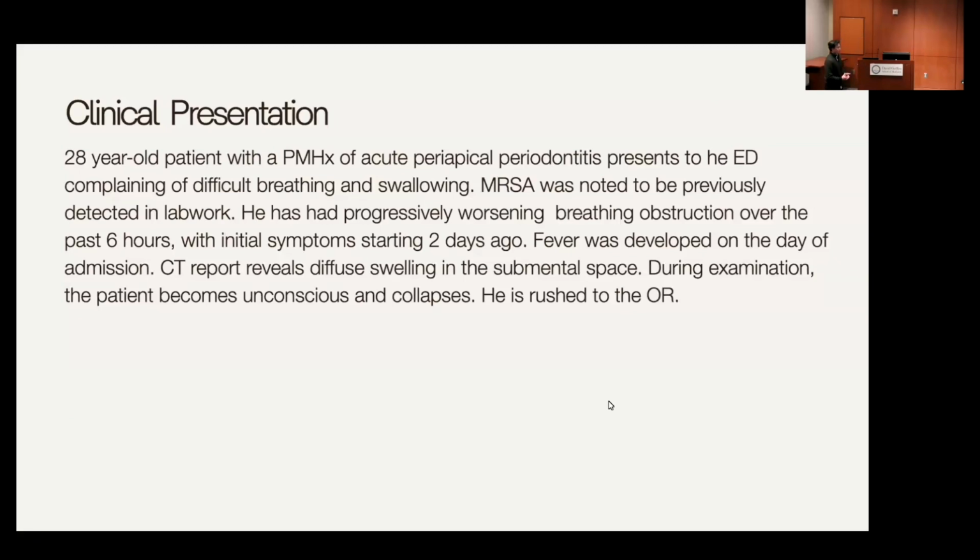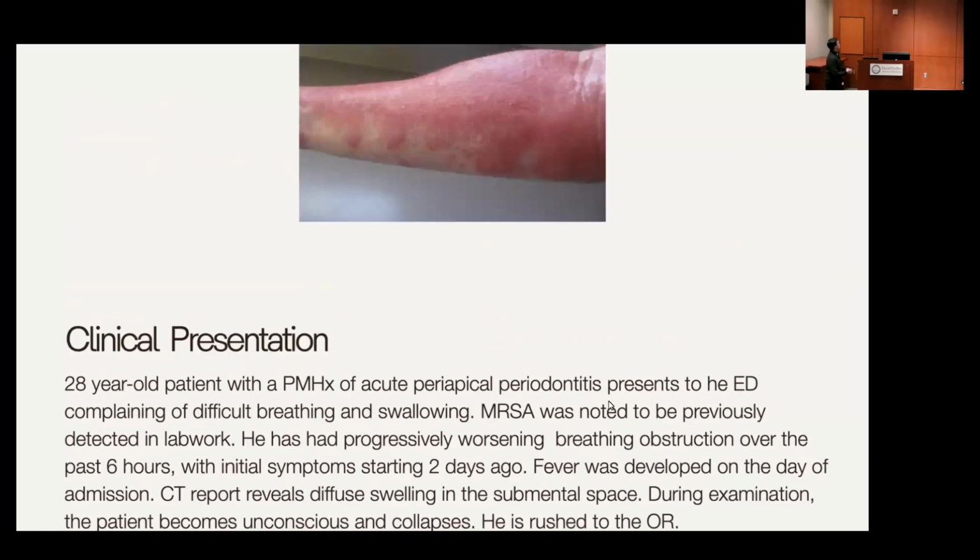They've had a previous infection with MRSA, and it's been progressively worsening breathing obstruction over the past 6 hours, with the initial symptoms starting 2 days ago. Fever developed on the day of admission, and CT report reveals diffuse swelling in the submental space. During the examination, the patient collapses and they're rushed to the OR.